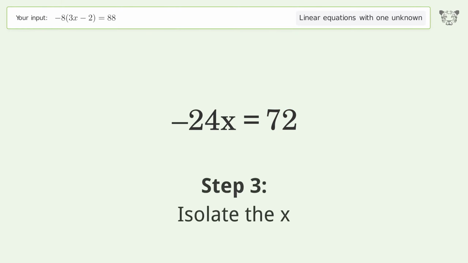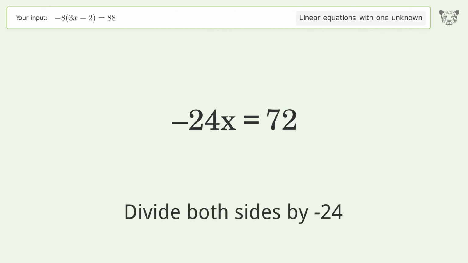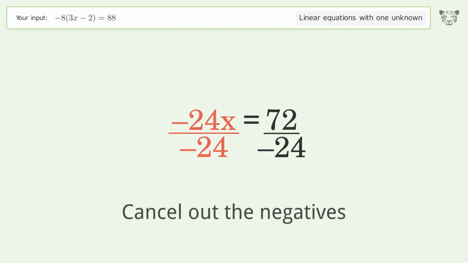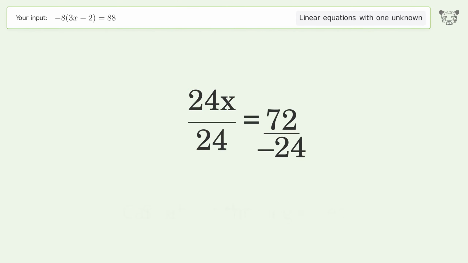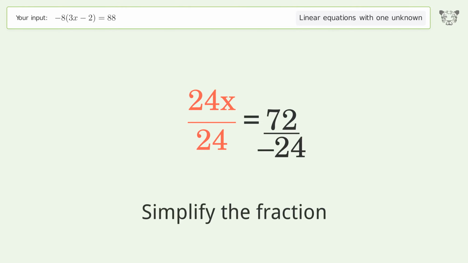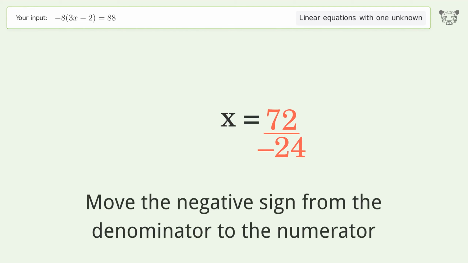Isolate the x. Divide both sides by -24. Cancel out the negatives. Simplify the fraction. Move the negative sign from the denominator to the numerator.